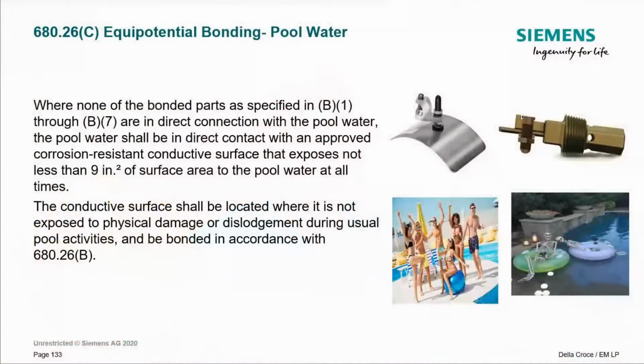And so, ending this one out, it just reminds us that if you do need to use something like this, you need to have direct contact with the pool water. The pool water shall be in direct contact with the approved corrosion-resistant conductive surface that exposes not less than 9 square inches of surface area to the pool water at all times. And I think that's the point you made, at all times. It has to be in contact with the water.